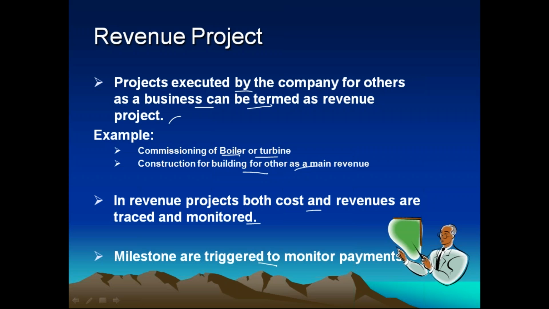In case of revenue generation, if 20% of the work is over, you will get some amount. If 30% of the work is over, you will get some amount. Those we can call milestones.